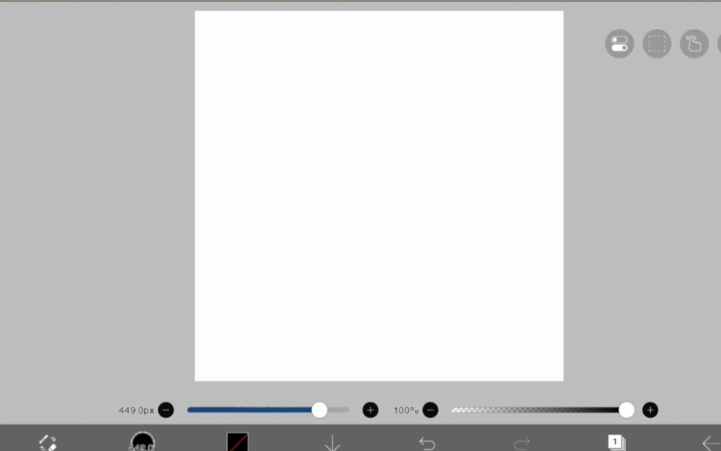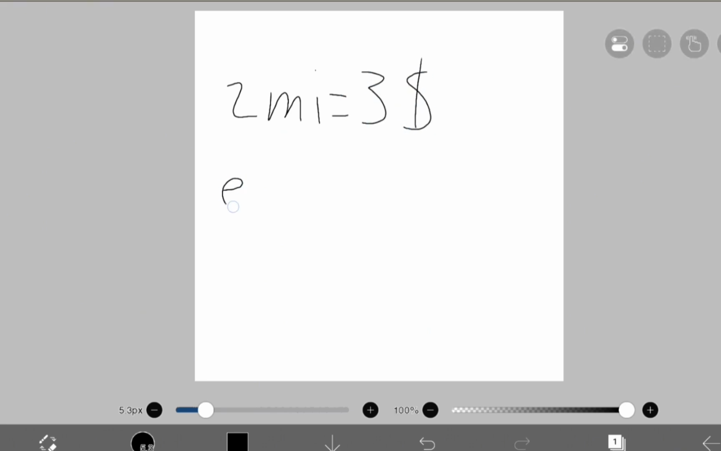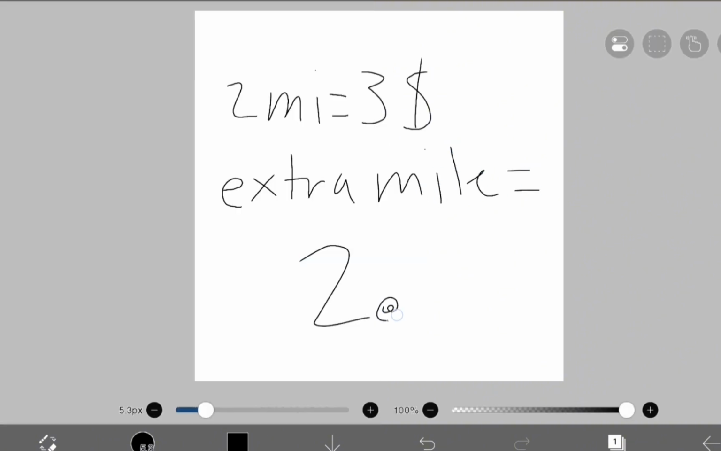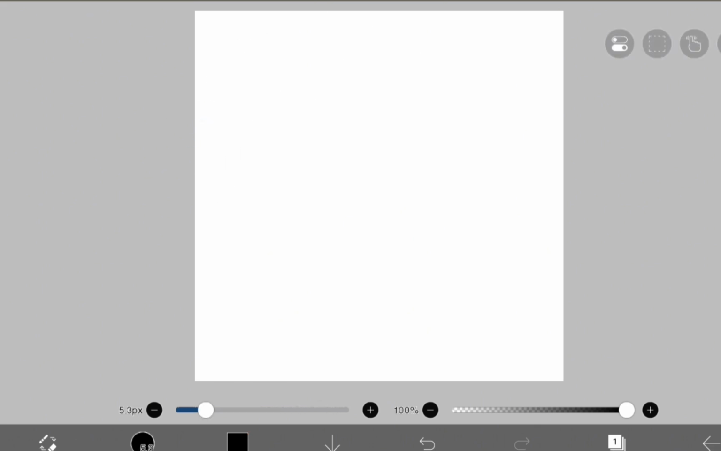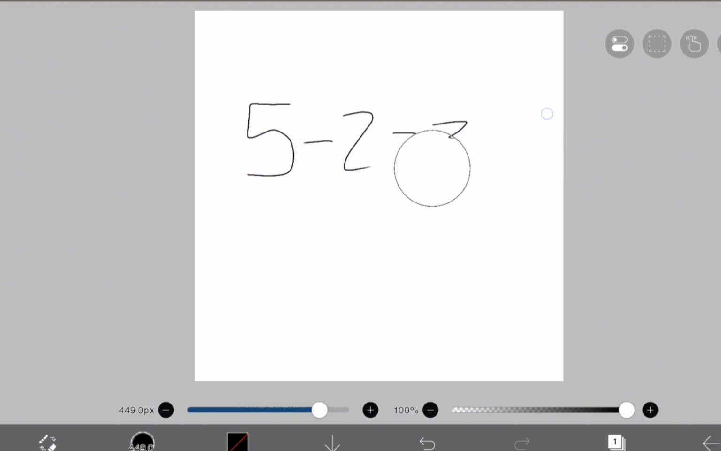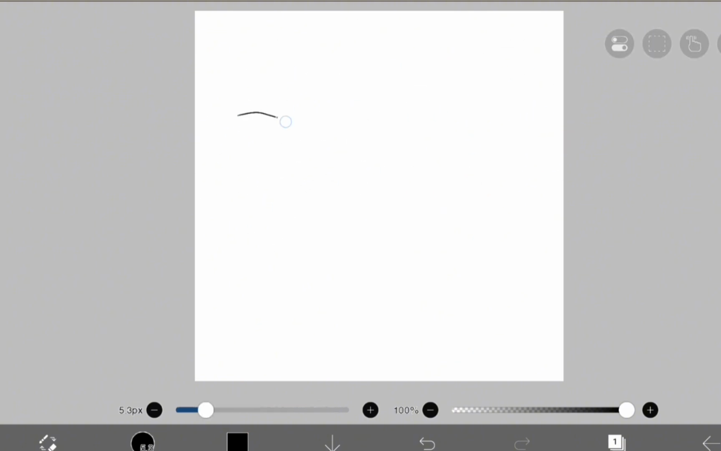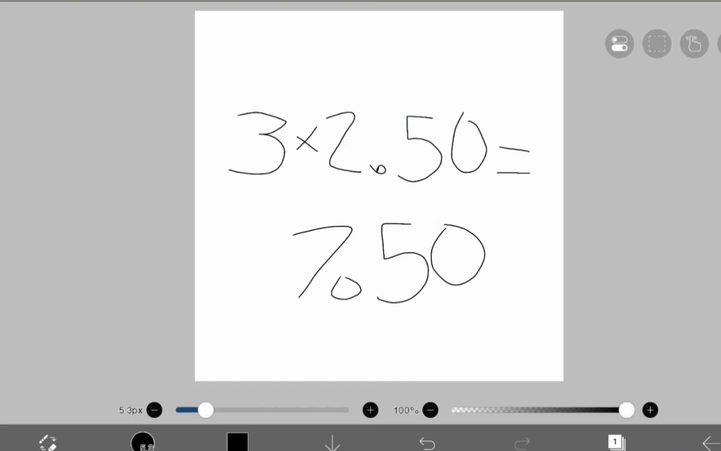Starting off with question number 2, what is the total fare for a ride of 5 miles? We know that for each additional mile after 2 miles, the fare will go up $2.50, meaning we have to subtract 2 from 5 miles. When we do that, we get 3 miles extra. So what we have to do is multiply. We're going to multiply 3 times $2.50. When we do that, we get $7.50.